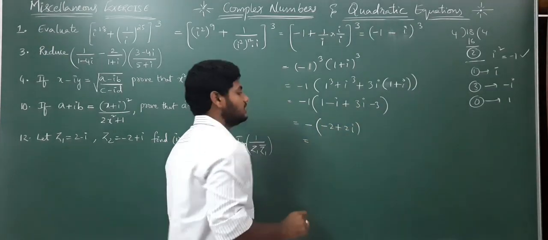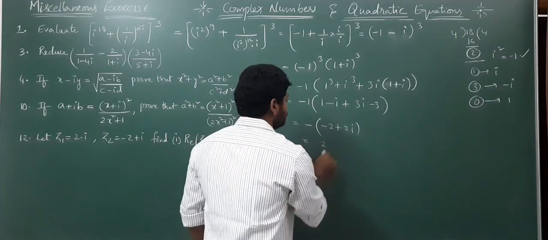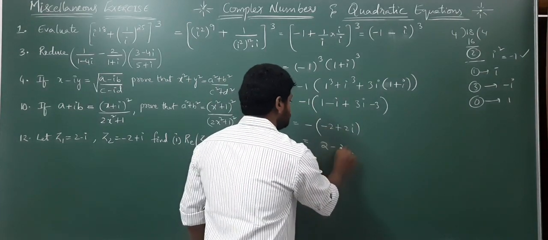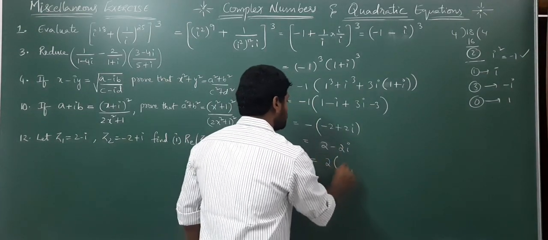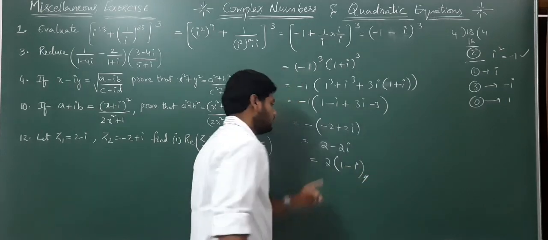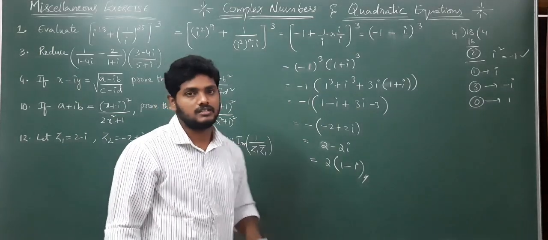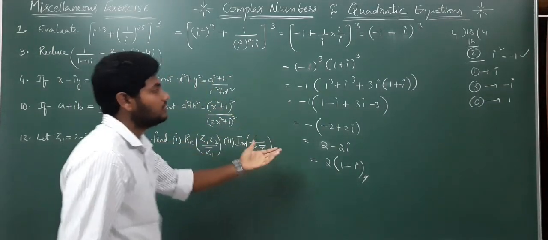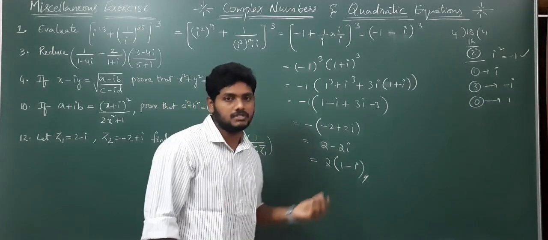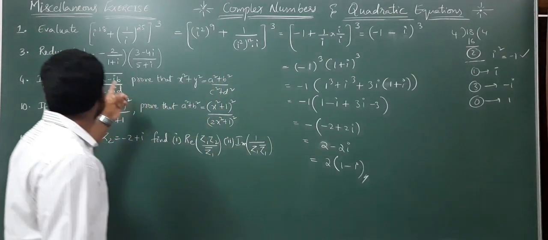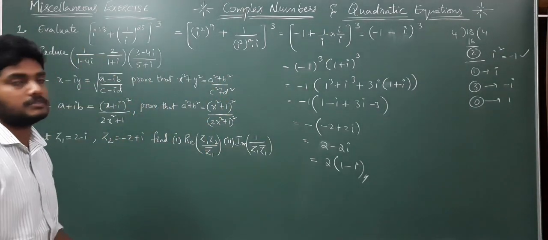If you multiply the minus inside, it becomes 2 minus 2i. If you take 2 common, it is 2 into (1 minus i). If you leave it like that also, no problem. So like this we need to evaluate those values. Evaluating is nothing but simplifying those values to the simplest form. So this is how we need to solve question number 1 in the miscellaneous exercise.